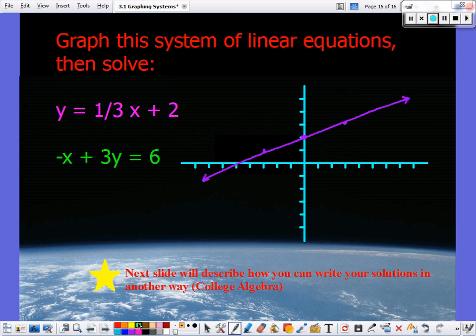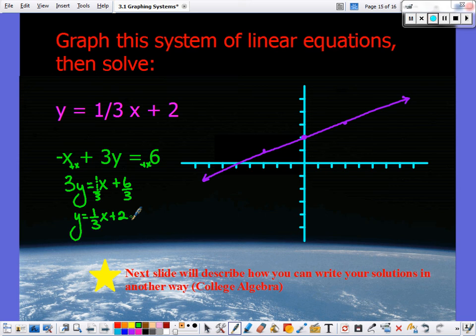Now the second one is not in slope-intercept form, so let's go ahead and rearrange it by adding x to both sides. So I simply added x to both sides. Then I divide by 3. Now remember what's in front of x is a 1, so when I divide it by 3, I actually get 1/3. And I divide 6 by 3, I get 2. And so what I have here is 1/3 x plus 2.